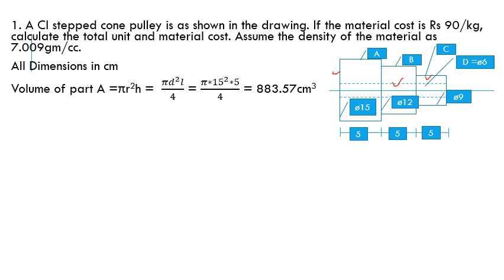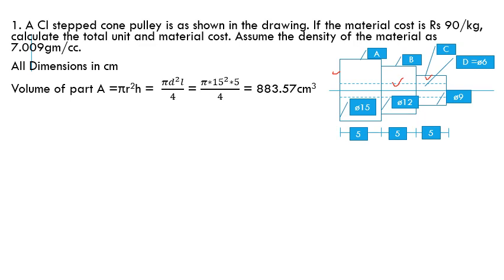Let us come to A, and I know that from the figure I can very clearly say that since this is a diameter of 15 centimeter diameter, so it has to be a cylinder. So let me use the formula of cylinder, pi r squared h. I can also use pi d squared L by 4.